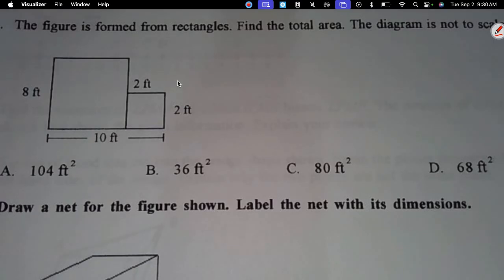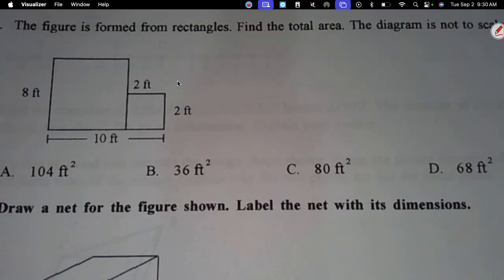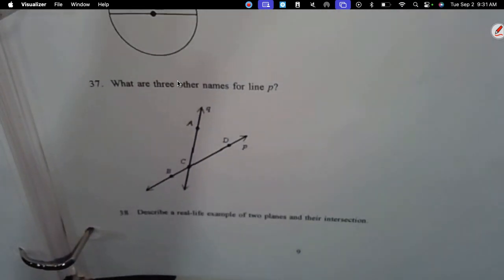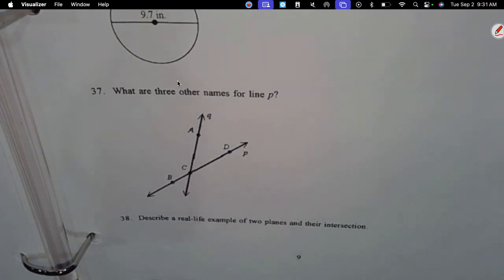Okay, then describe a, wait, where is this one? Number 38. Describe a real life example of two planes and their intersection. Anybody have an idea? What's the one I told y'all? The wall and the ceiling, and they meet up there at that crown molding or whatever. That's where they intersect. Does everybody understand that? That's a plane, and that's a plane, and they intersect at the corner or where that molding is up there. Okay. Then the last one.